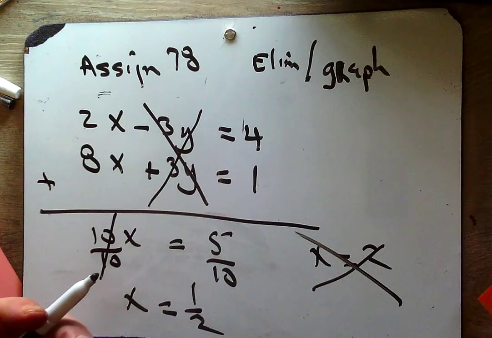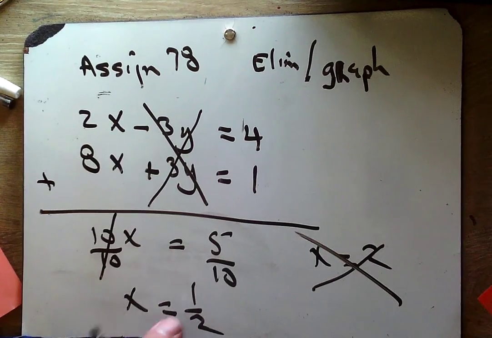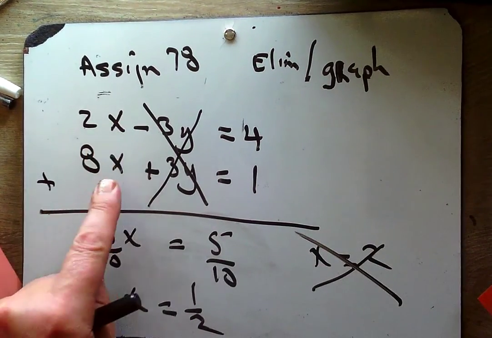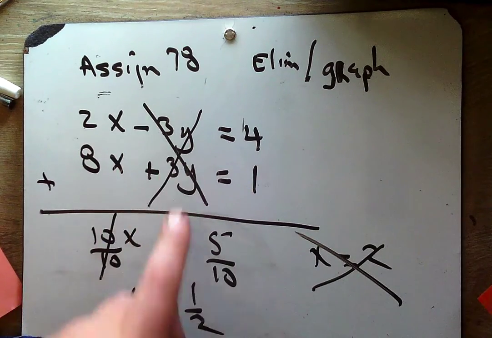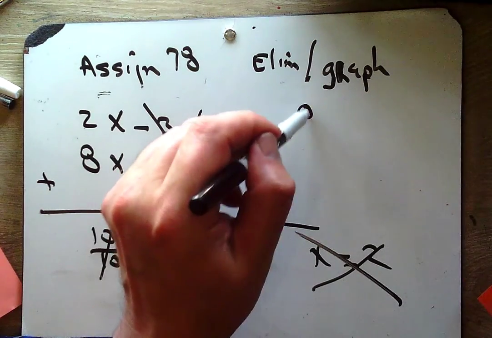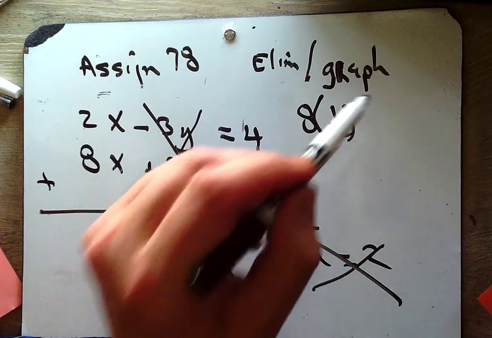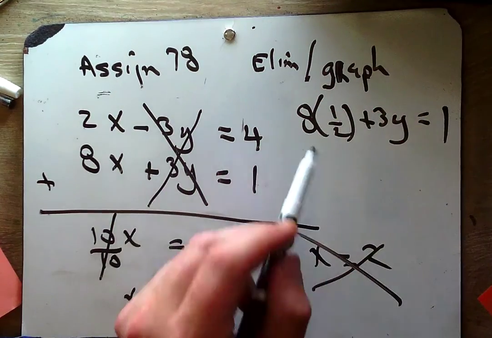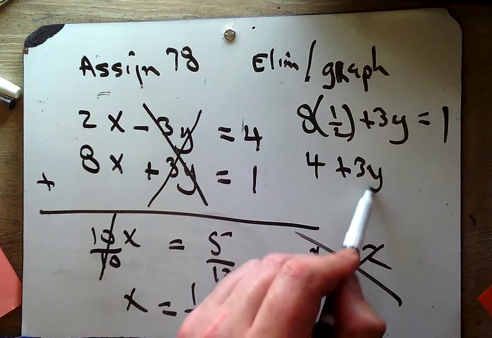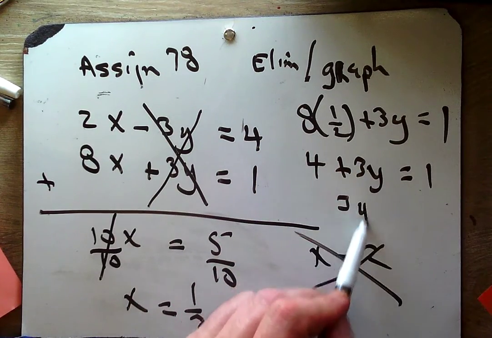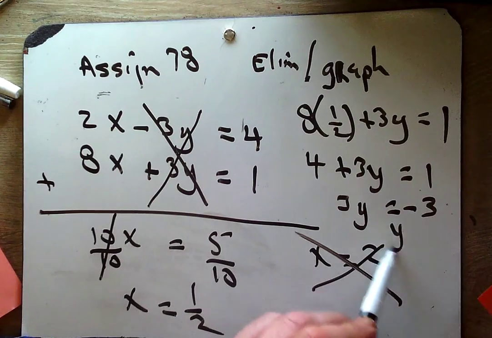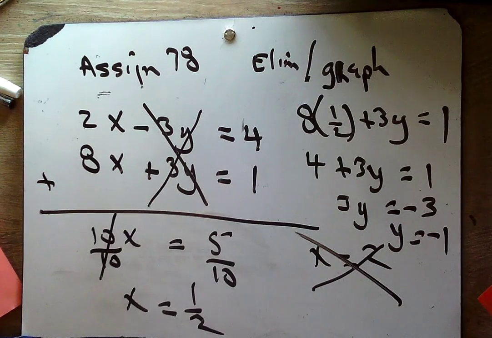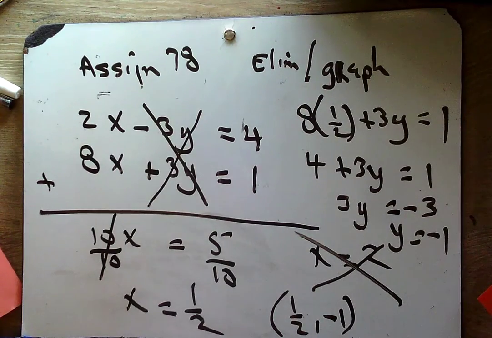We're not done. We know we're not done because I need an ordered pair. So if I plug that 1/2 in up here or in here, I'll be able to solve for y. So 8 times 1/2 plus 3y equals 1. 4 plus 3y equals 1. 3y equals -3. And so y equals -1. So my solution then is going to be 1/2, -1.